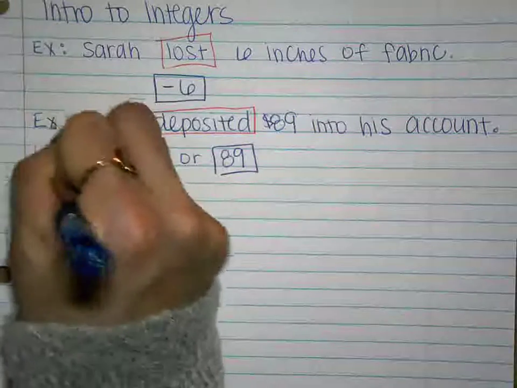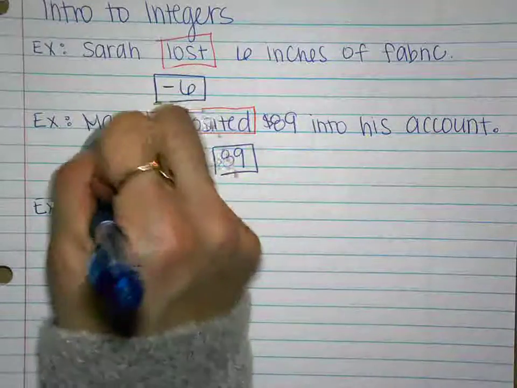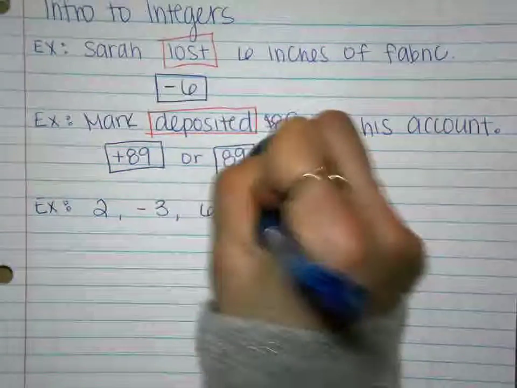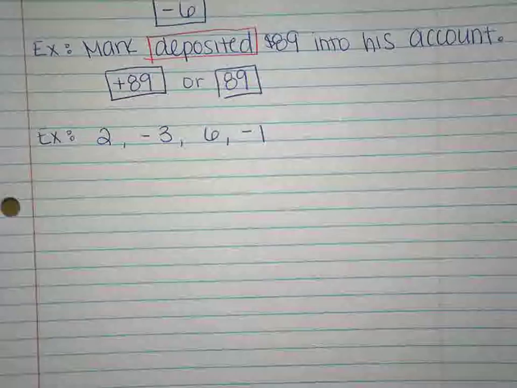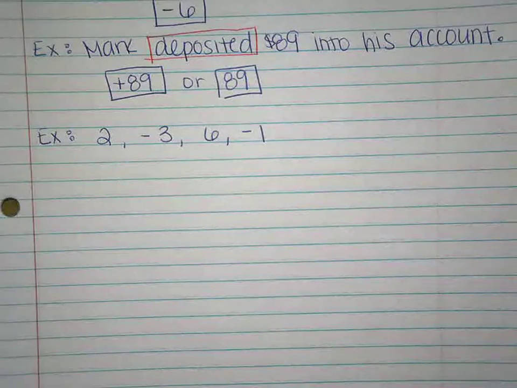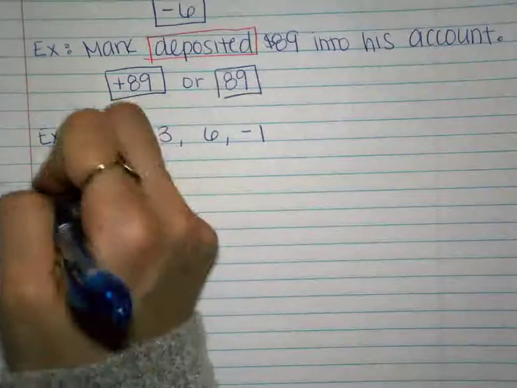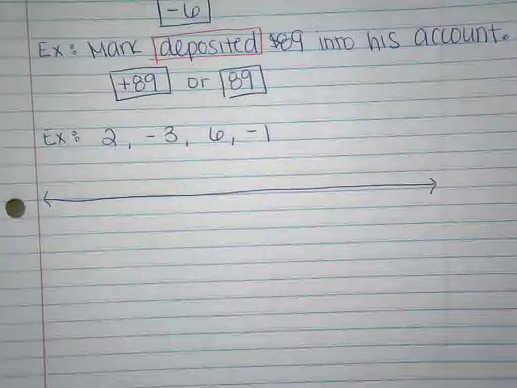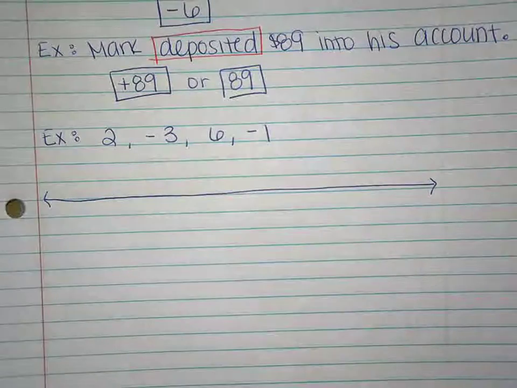Alright, what if I gave you this example? What if I gave you the numbers 2, -3, 6, and -1? Write down those numbers for me. I want you to plot them on a number line, which means I have to draw a what? Number line. So you're going to start off by drawing a number line.